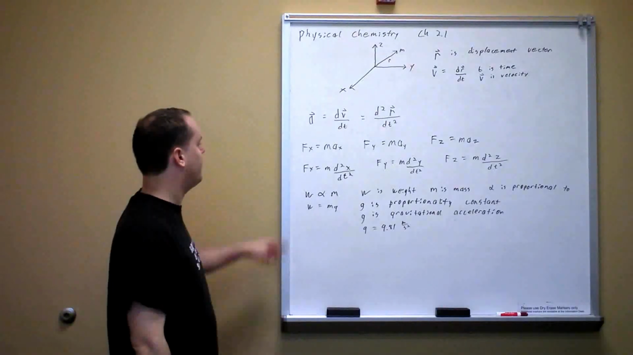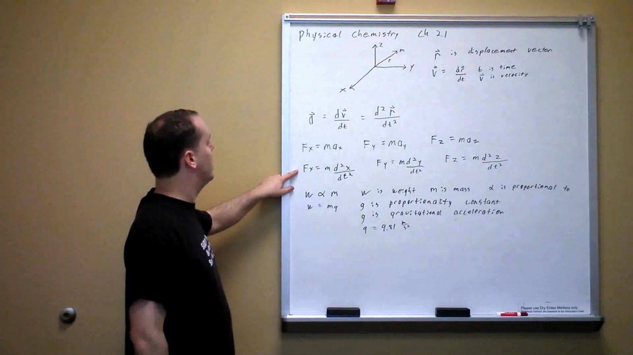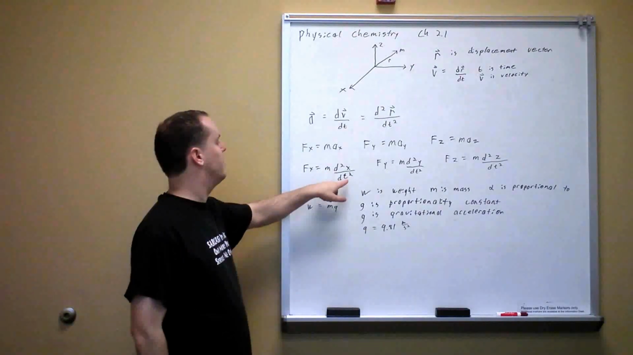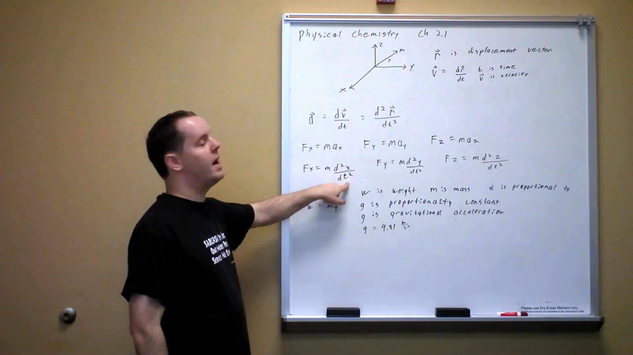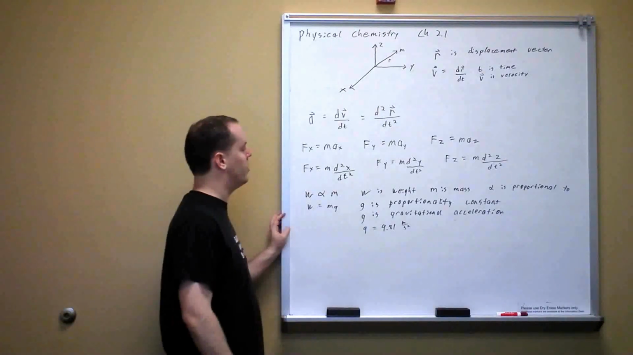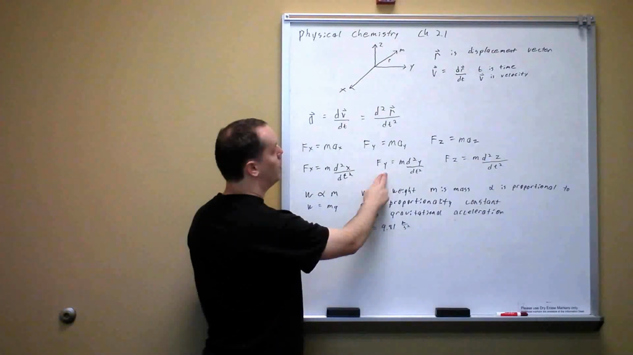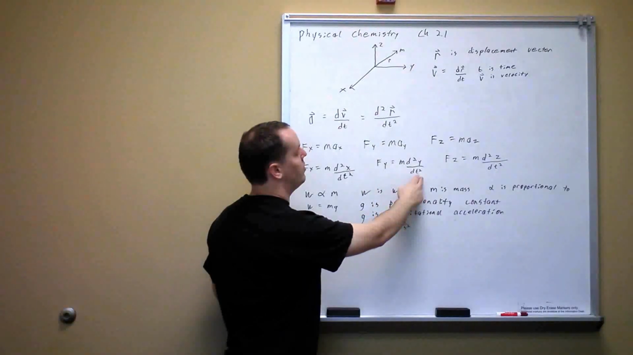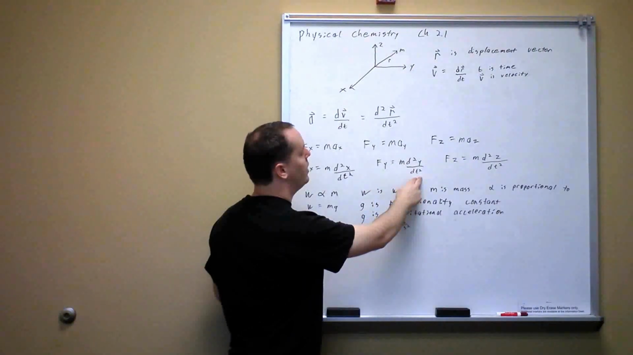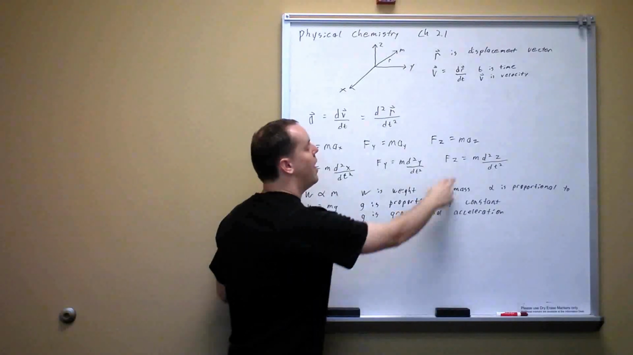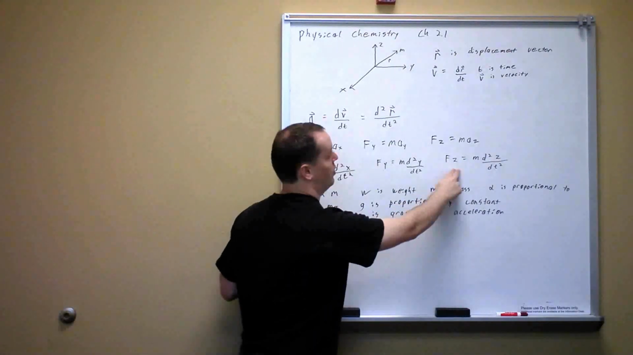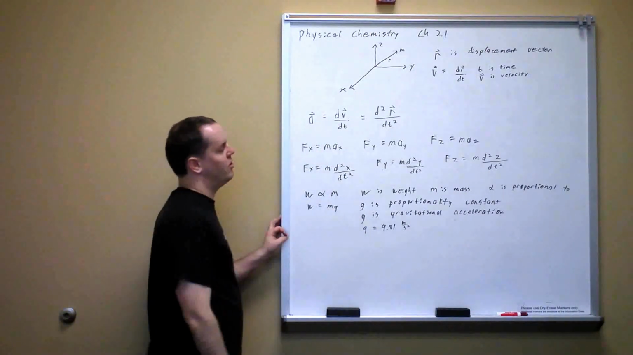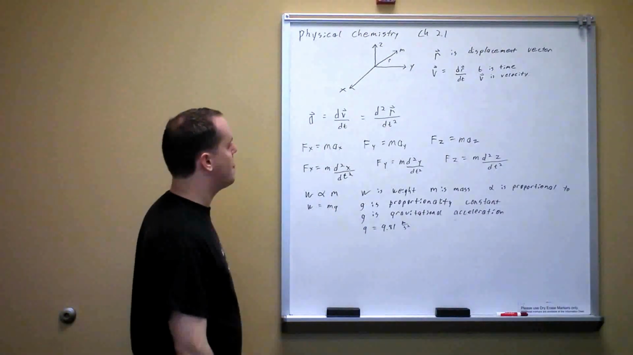So written another way, we have the x component of force, and that's mass times the second derivative of our x position with respect to t. And then we also have the y component of force. That's equal to mass times the second derivative of our y location with respect to t. And then we also have the z component of force, which would be mass times the second derivative of our z position with respect to time.